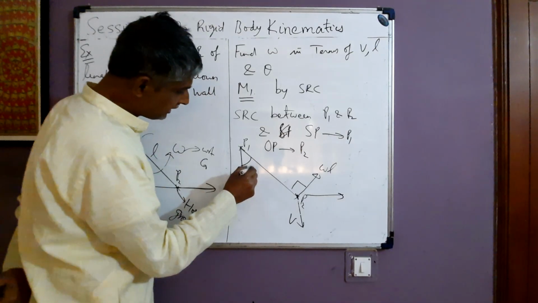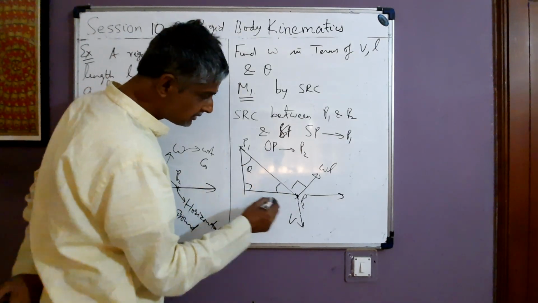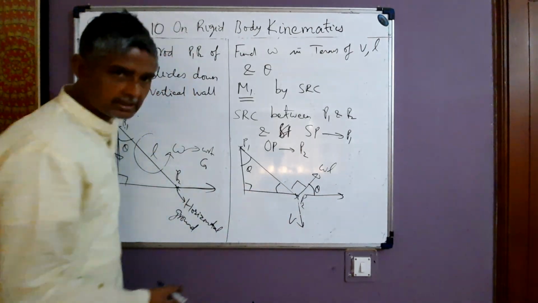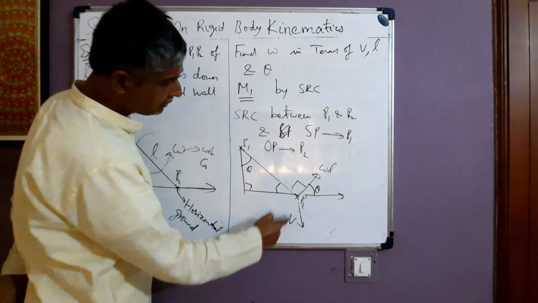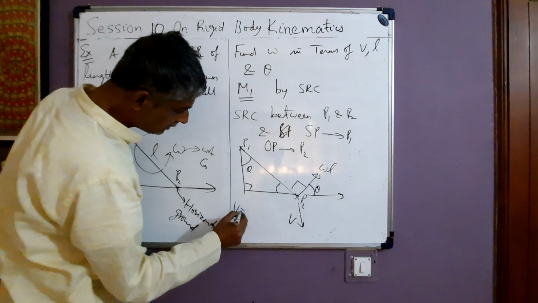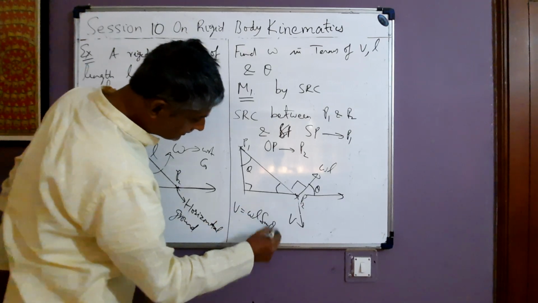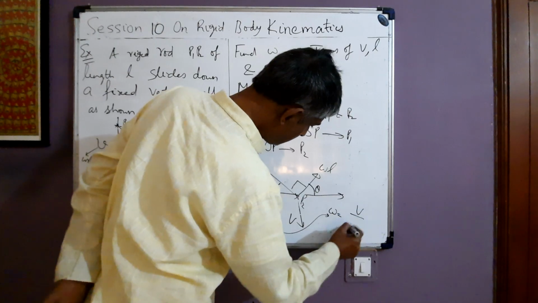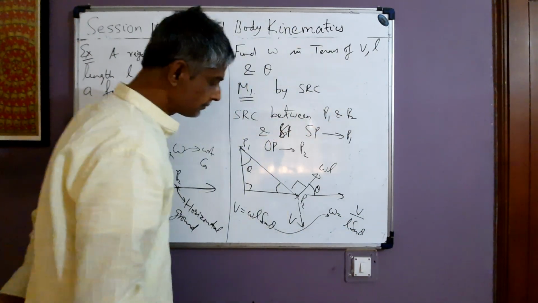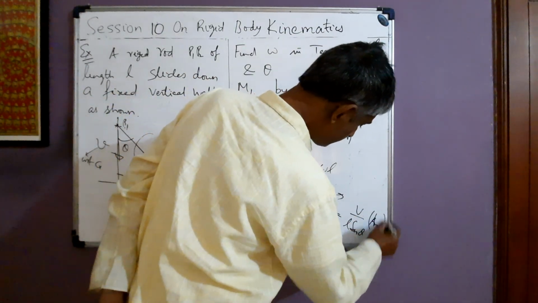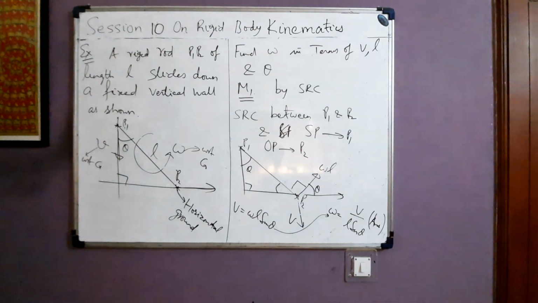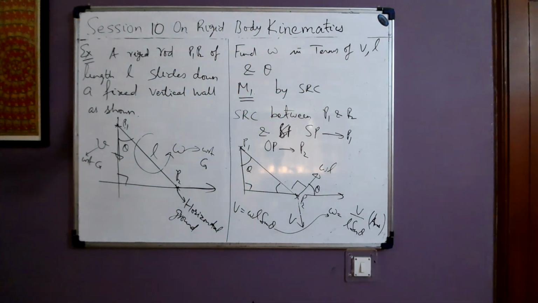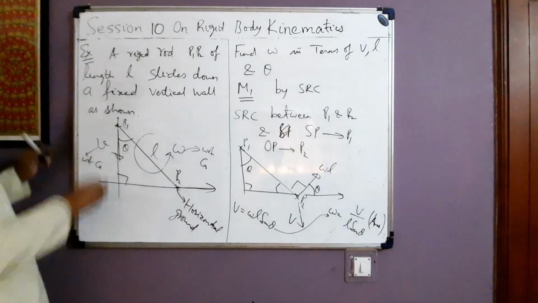Now see, this is theta, this is 90, this is 90 minus theta, and this becomes theta by geometry. The components of these two in the vertical direction should cancel. So the downward component V should just cancel omega L sin theta. From this we get omega equal to V by L sin theta. This is therefore the required answer. This was method 1. Omega becomes V by L sin theta.